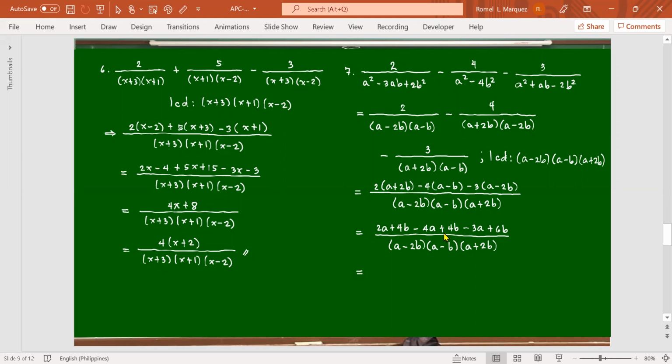So 2A minus 4A minus 3A. That is negative what, guys? Negative 5A. Negative 5A. What about the B? Positive 14B. Positive 14B. Is there something that I can cancel? Wala na po. Okay, that's it. See? Very easy.